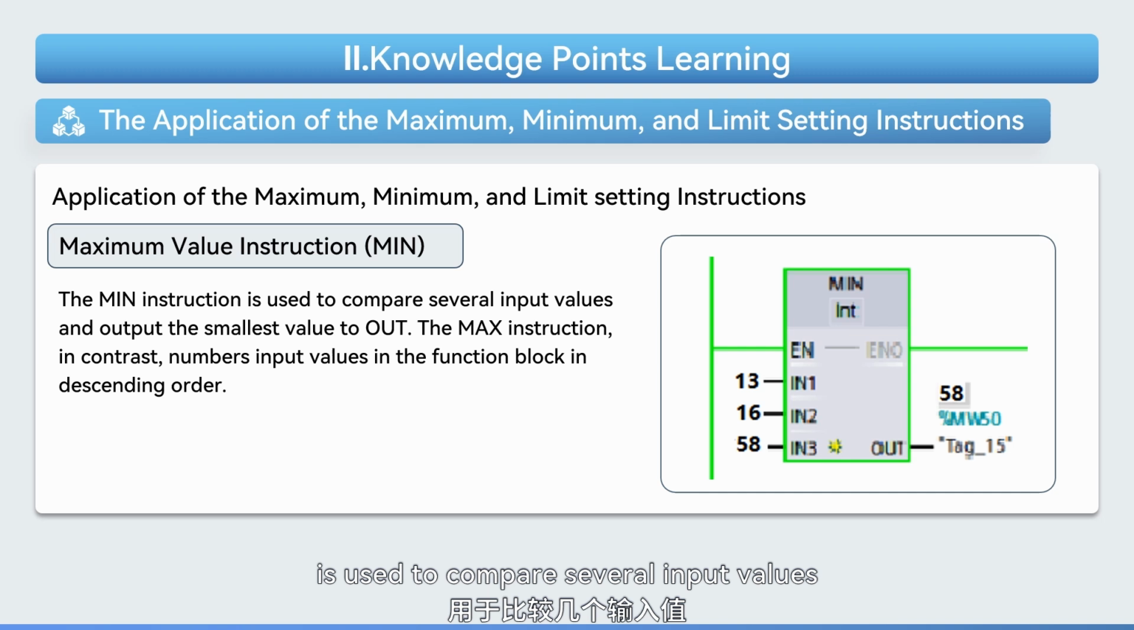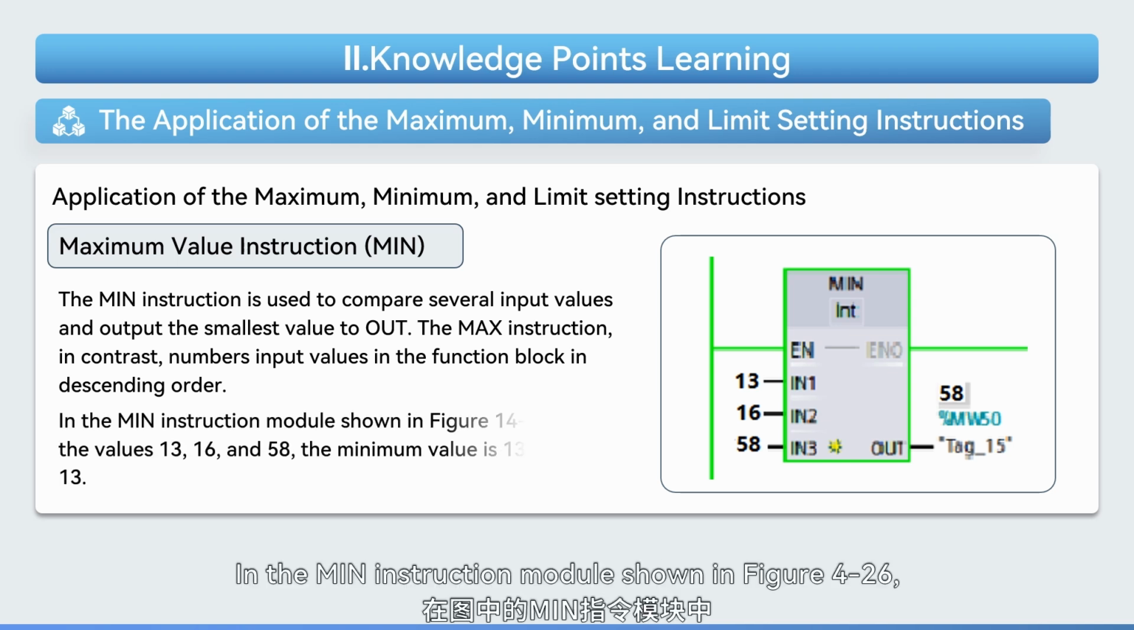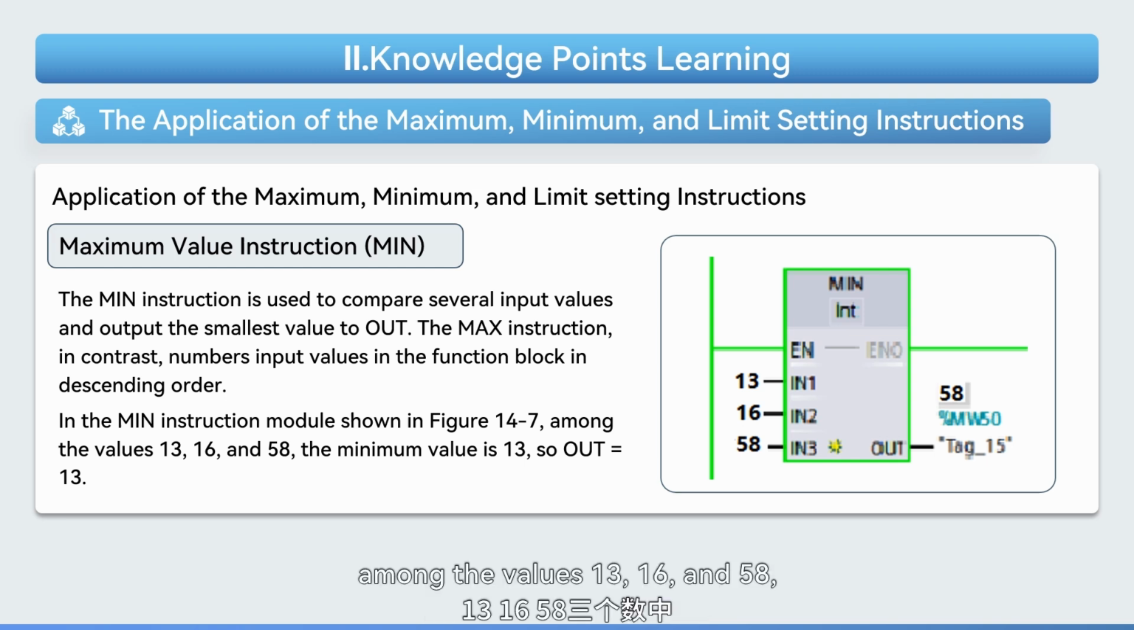The MIN instruction is used to compare several input values and output the smallest value to OUT. The MIN instruction, in contrast, numbers input values in the function block in descending order. In the MIN instruction module shown in Figure 426, among the values 13, 16, and 58, the minimum value is 13, so OUT equals 13.